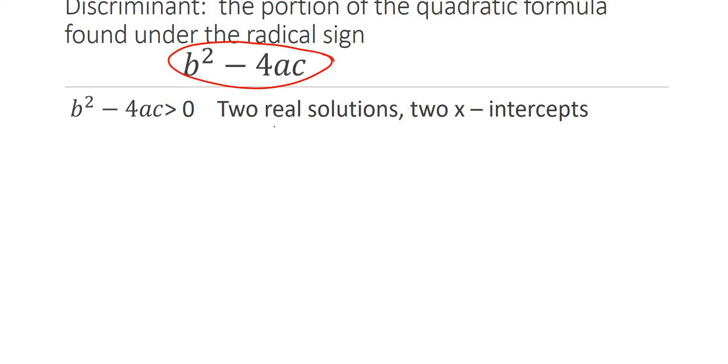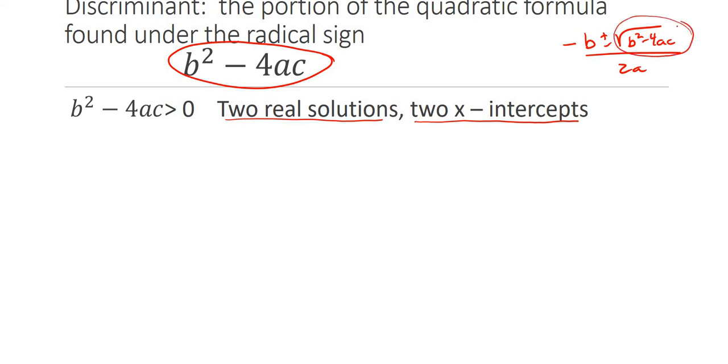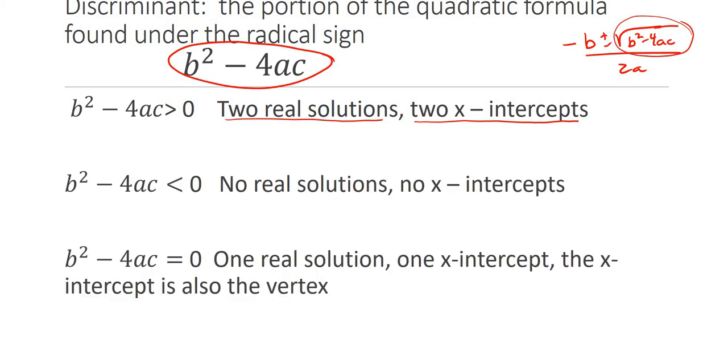If b squared minus 4ac is greater than 0, there are two real solutions and therefore two x-intercepts. Because remember, my entire formula looks like this. So if this is a positive square root, I'm going to have a number plus that number and a number minus that number. That gives me two answers.